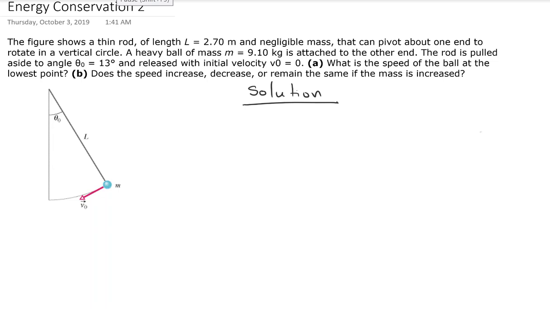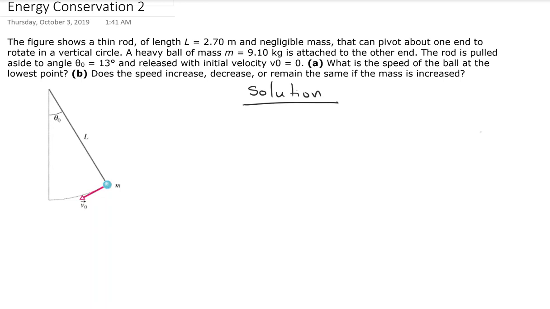A thin rod of length L equal to 2.7 meters and negligible mass can pivot about one end to rotate in a vertical circle. A heavy ball of mass m equal to 9.1 kg is attached to the other end. The rod is pulled aside to an angle theta equal to 13 degrees and released with initial velocity v0 equal to 0. What is the speed of the ball at the lowest point?